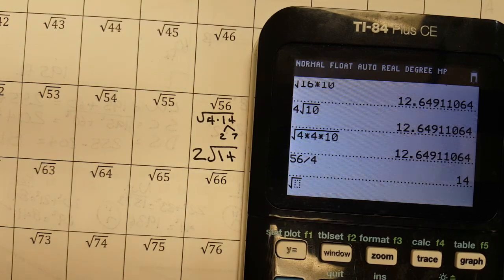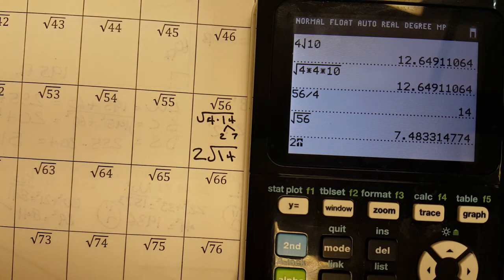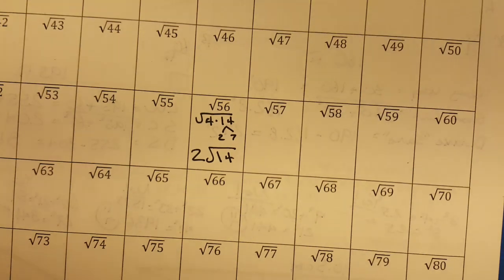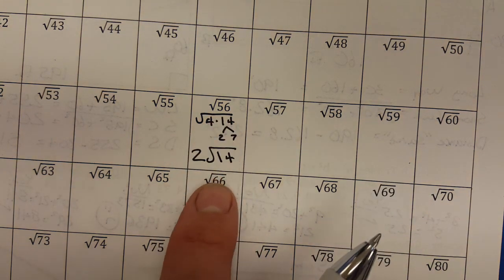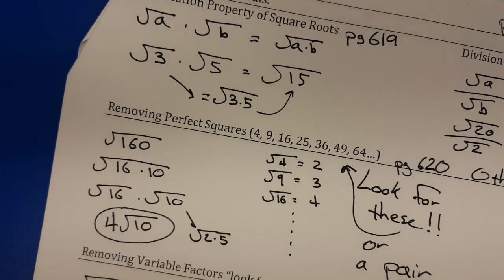The square root of 56 is about that decimal. 2 square roots of 14, hey, look at that, same thing. So again, you want to hunt for the perfect squares, and if you're not a perfect square, then you have to stay inside the radical sign. Sorry, this is kind of a longer video, but that's about it, friends, for removing perfect squares.